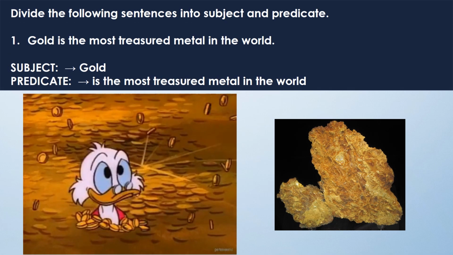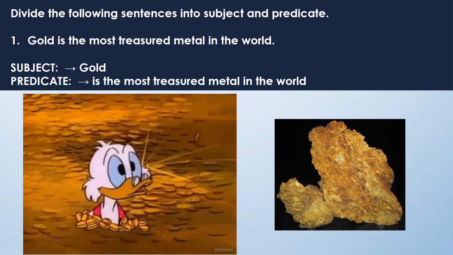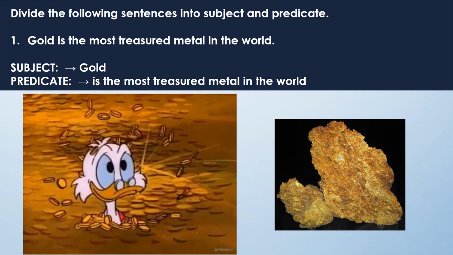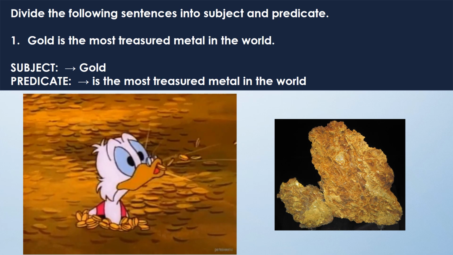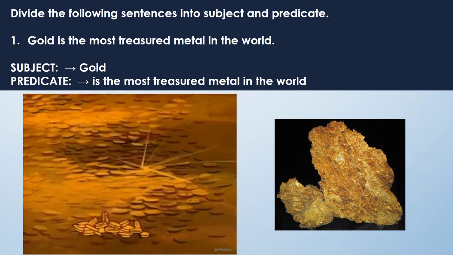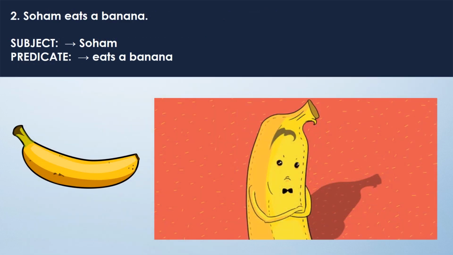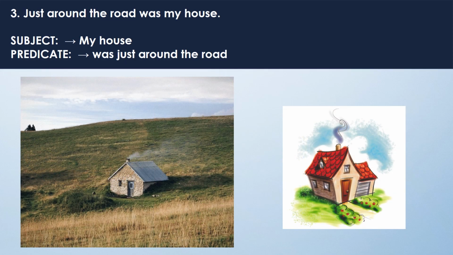Let us solve a few examples. Divide the following sentences into subject and predicate. Number 1. Gold is the most treasured metal in the world. Subject, gold. Predicate, is the most treasured metal in the world. 2. Soham eats a banana. Subject, Soham. Predicate, eats a banana. Number 3. Just around the road was my house. Subject, my house. Predicate, was just around the road.